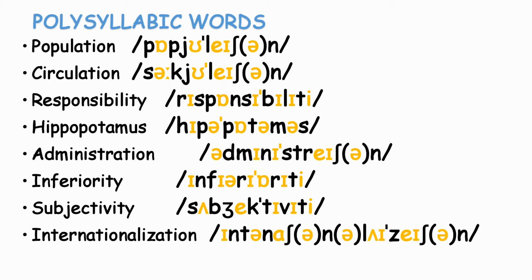Next, hippopotamus. Five vowel sounds are there, so it is a polysyllabic word. Administration. One, two, three, four, five vowel sounds are there. Therefore, polysyllabic.